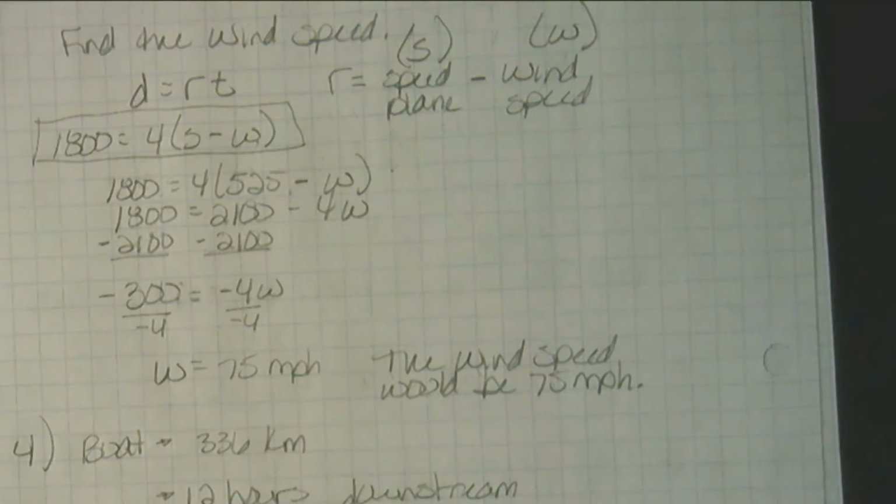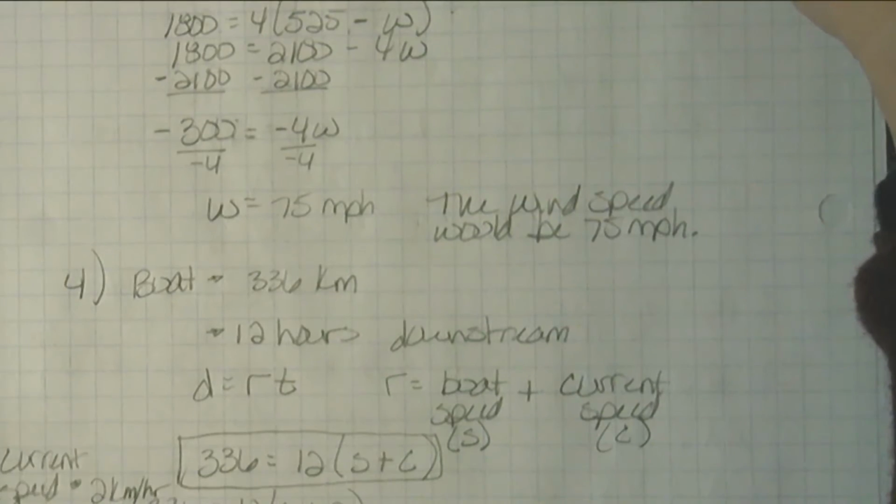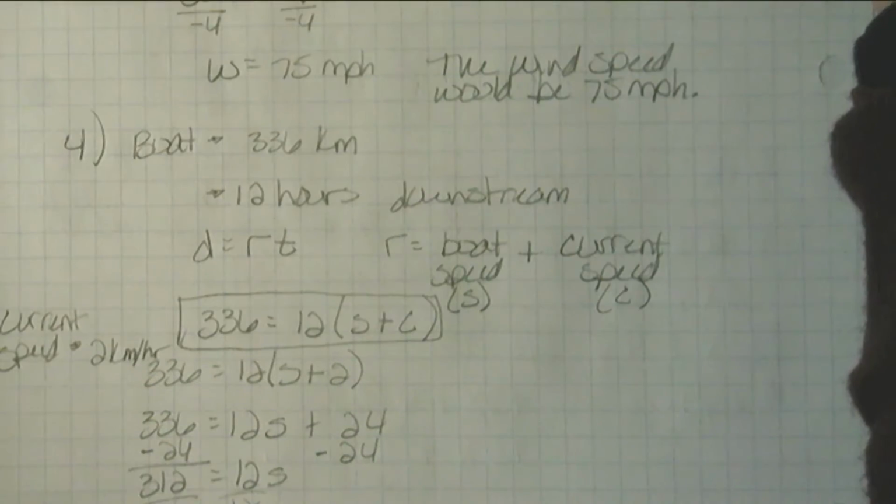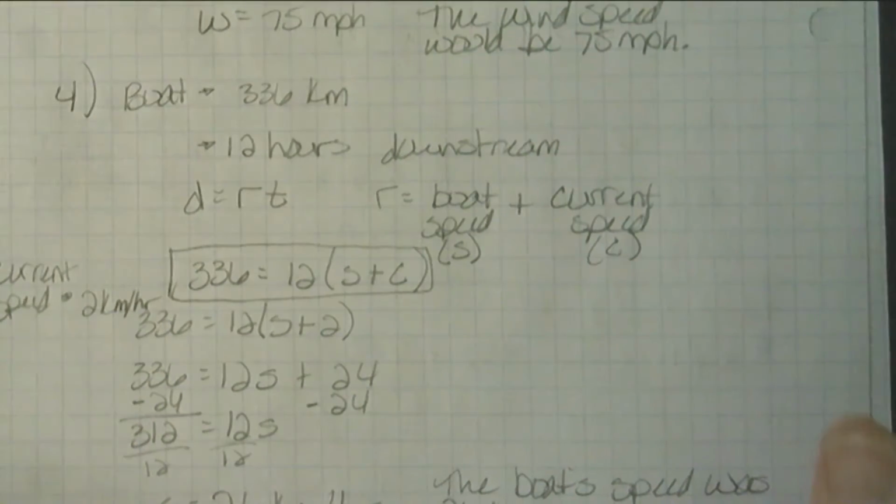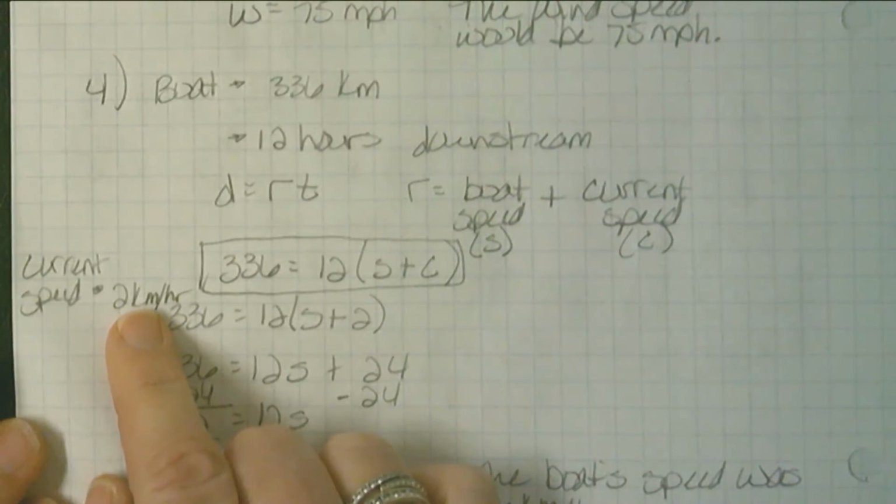All right, number 4 is essentially the same thing, except that we are going downstream, which means my current is making the actual speed of the boat faster. So the boat, if it had cruise control, the cruise control would be set at, no, it would be set at 2 kilometers per hour.